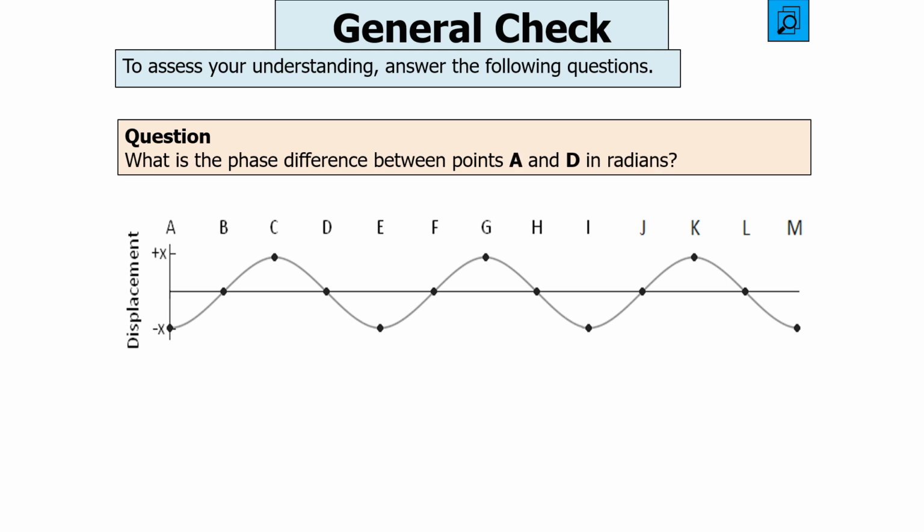What is the phase difference between points A and D in radians? Pause the video now, then unpause the video when you want to go through your answer. The answer is 1 3/4 pi radians.